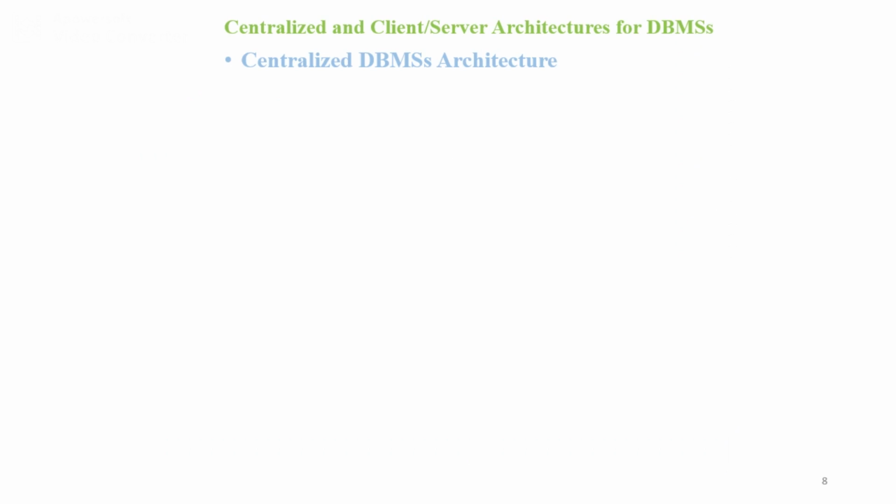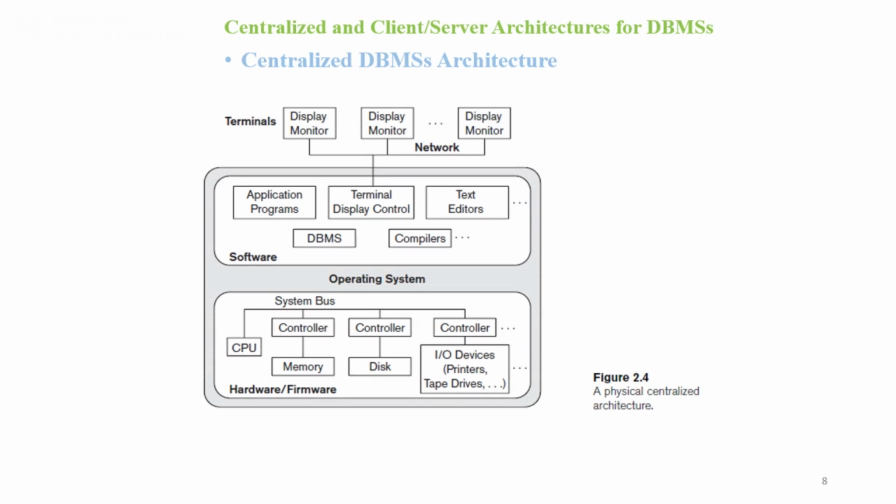The next topic is centralized and client-server architecture for DBMS. The centralized DBMS architecture looks as shown in the figure. A physical centralized architecture includes hardware, software, and terminals. The terminals are display terminals like monitors, connected through a network. In the software there will be application programming software, a terminal display controller, and different sets of text editors.